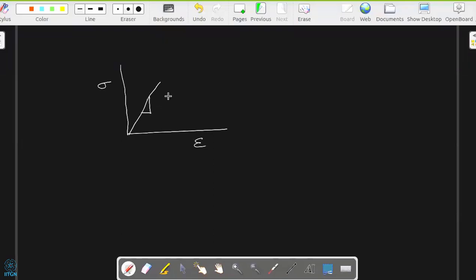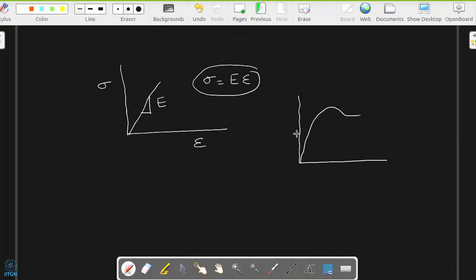In any material, this is the first thing we are studying: sigma is equal to E epsilon. This is the simplest possible constitutive relationship for a deformable body. But as we know, material also behaves in a very complex way, so all this non-linearity will also come into the picture.